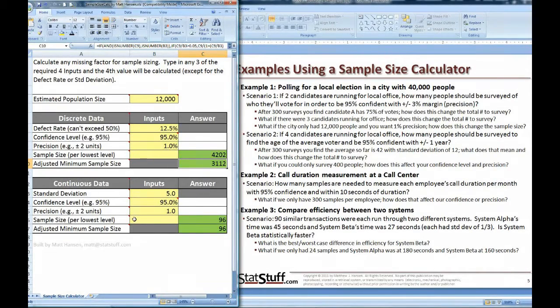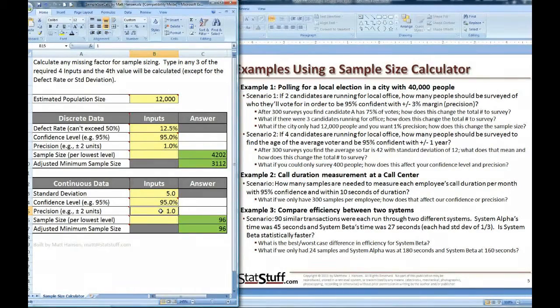So we'll use the continuous data calculator to figure out what that age is in order to get enough surveys to figure out what the average age is. So in this example, we know again we want to use 95% confidence, and we want to do it within plus or minus 1 year. So we've got the 1 plugged in there because we said 1 year since we're looking for an age.